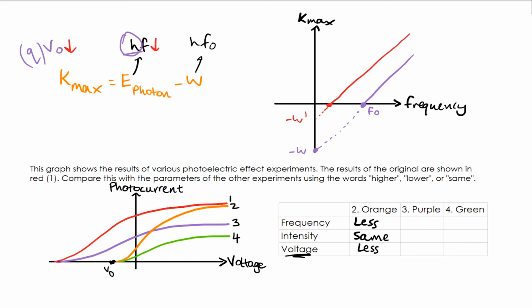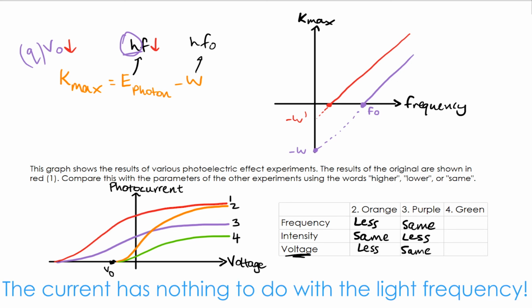In this case, the stopping voltage is the same as our original experiment, and as we just talked about, that means we're using the same frequency of light. The difference between our purple and red experiment is the current coming in, and that means that we're using a lower intensity of light, because again, there's a one-to-one correspondence between the light coming in and the current flowing through the circuit. If there's less current, we must be using a lower intensity light.